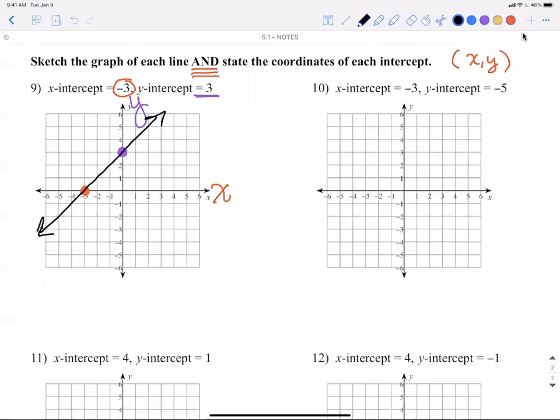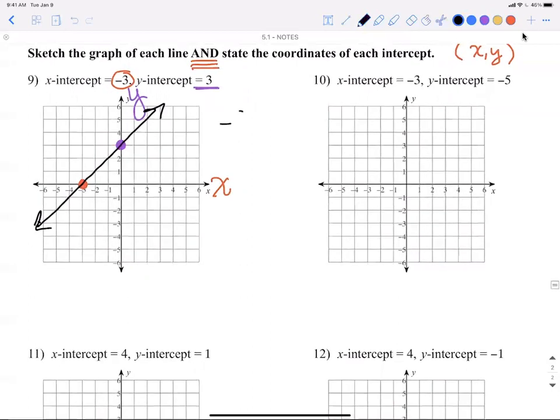Intercepts will always, always, always be on an axis, okay? Don't put these two together. I have people do this a lot. They want to plot the point -3,3. Don't put this in your notes. I have people want to plot the point -3,3. The X-intercept is one separate point. The Y-intercept is a totally different point. They don't go together to make a point.